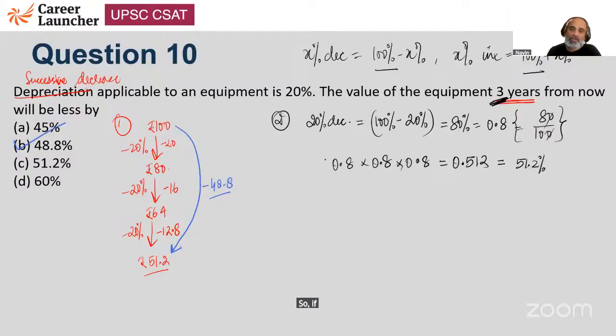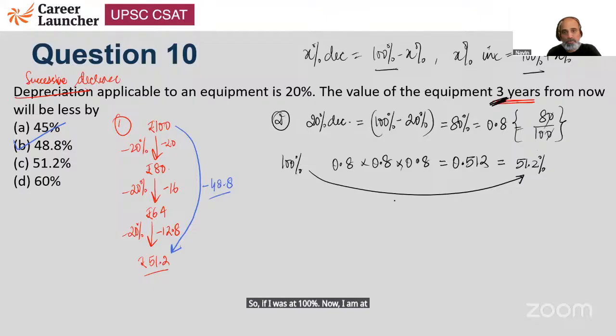So if I was at 100%, now I am at 51.2%. So there will be a decrease of 48.8%. This is what it means. Okay, so this was the second way.